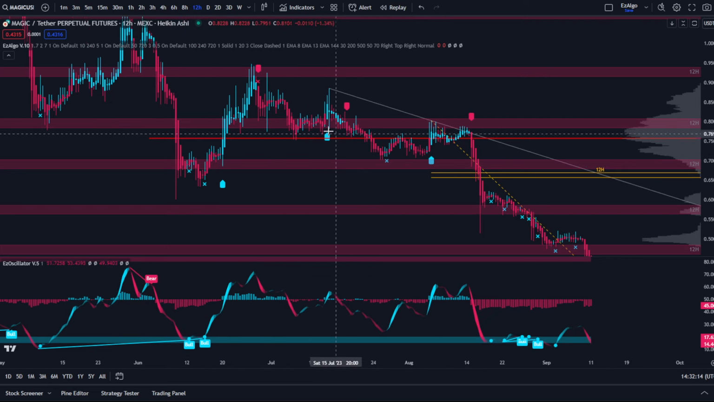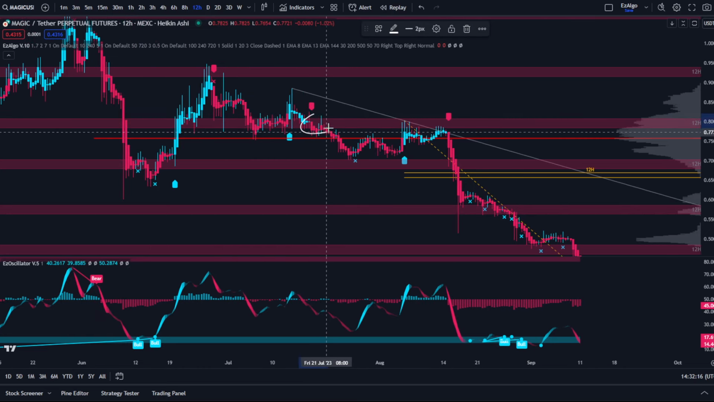So for example, let's say I took a short position right around here on this EzAlgo sell signal. Maybe I could take some profit here at the reversal buy signal, because now I could be expecting a move upwards that I don't want to be in if I'm in a current short position.